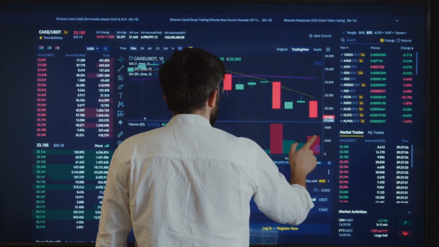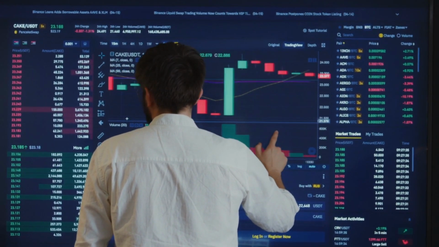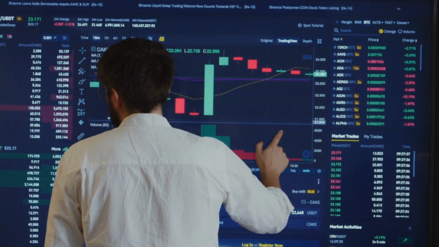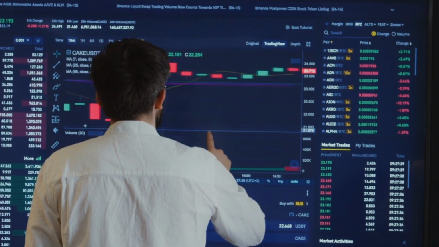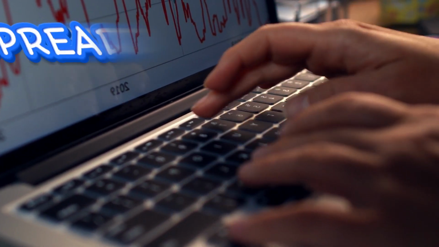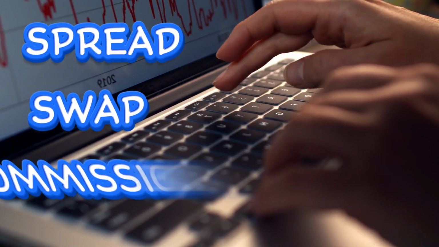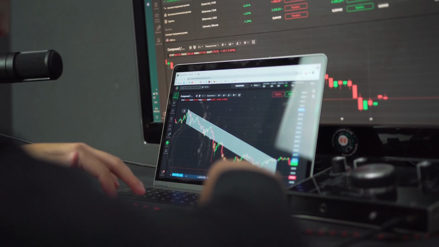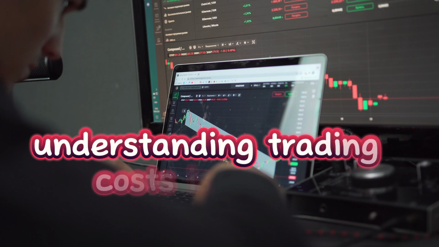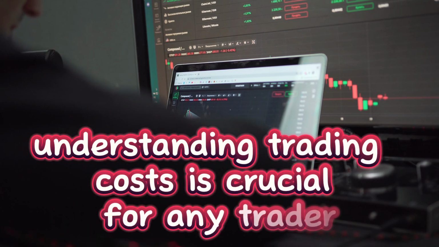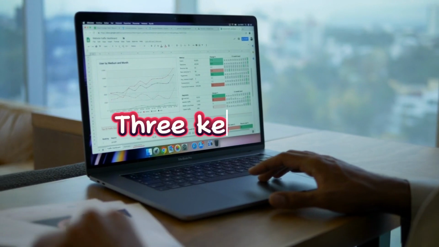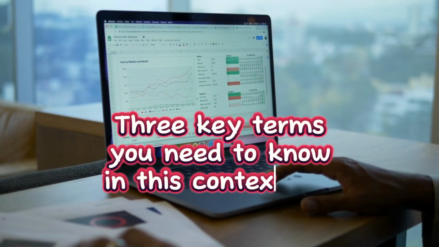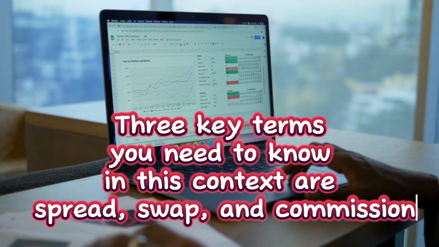If you want to act powerfully in the financial market, it's essential to understand several simple yet critical aspects of trading. Spread, swap, and commission are among the terms used to describe trading costs in the Forex market. In the thriving world of Forex, understanding trading costs is crucial for any trader. Three key terms you need to know in this context are spread, swap, and commission.